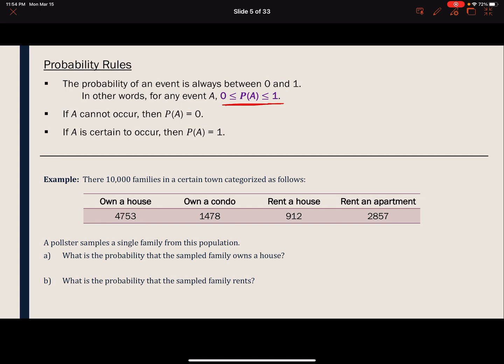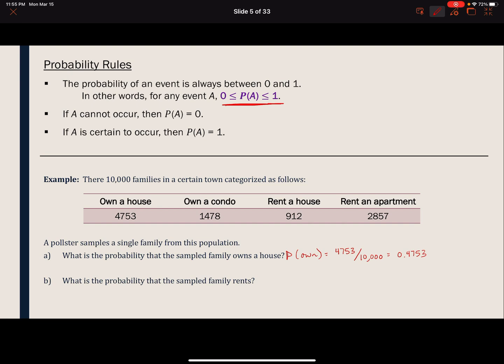Well, looking at the calculation here, let me write the probability notation here. So the probability that they own a house is going to be this 4,753 out of the total 10,000 families. And this will give me a probability of 0.4753. We can round that, or we can just leave it the way it is.